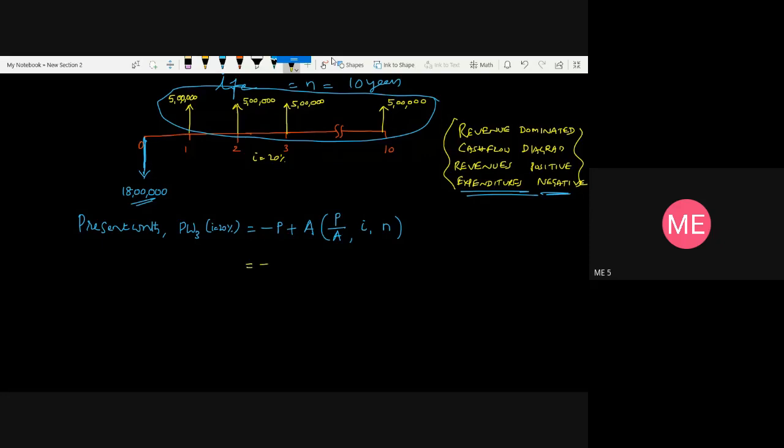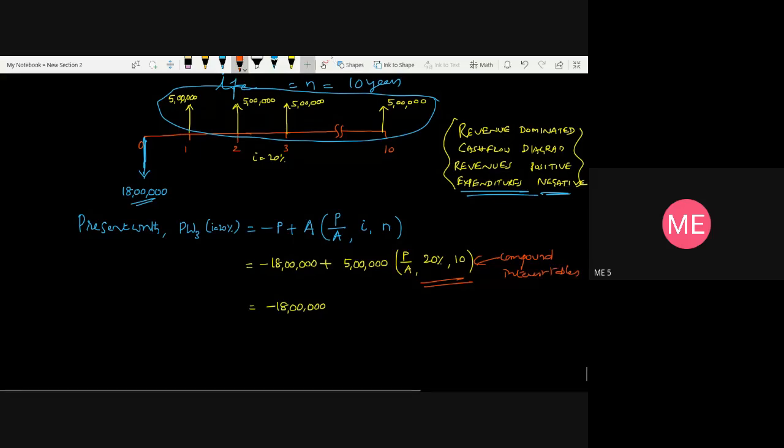So minus 18 lakhs. Annuity is given as 5 lakhs. Then the factor P by A, I is 20% and N is given as 10. So here I'm going to find out this factor from the table. This factor is from compound interest tables.